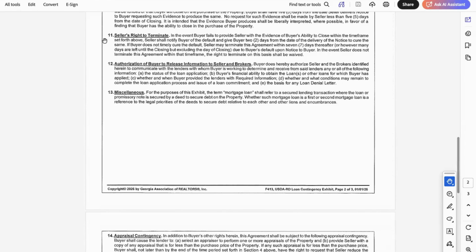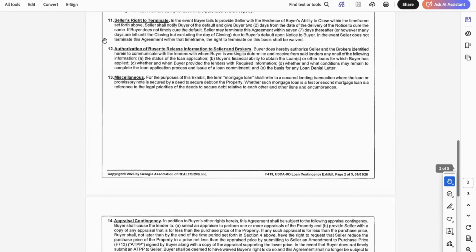11, seller's right to terminate. If buyer fails to provide evidence, seller gives notice of default. Buyer has 2 days to cure. If not cured, seller has 7 days to terminate. If seller doesn't act, the right is waived.